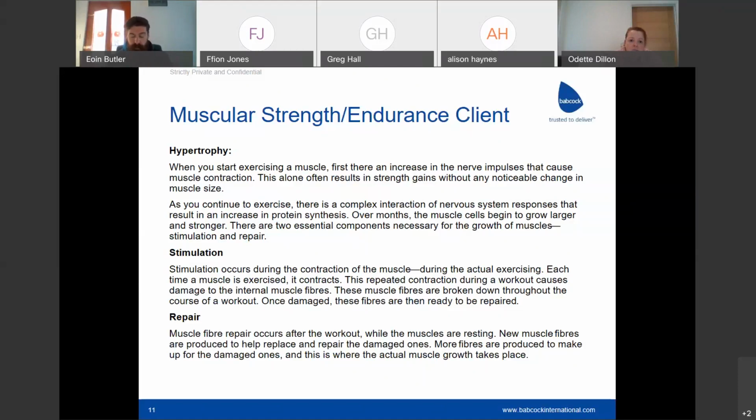It's also one of the reasons why we do split routines. So on a Monday, for example, they may do chest and shoulders. On a Wednesday, back and arms. On a Friday, legs, and then maybe just a whole body workout on the weekend with lighter weights. So it allows the muscles to repair in between sessions. So during the exercise, it's about stimulating and damaging those muscle fibers. And then in the recovery period is where those muscle fibers will repair, producing new muscle fibers bigger and stronger. Any questions?